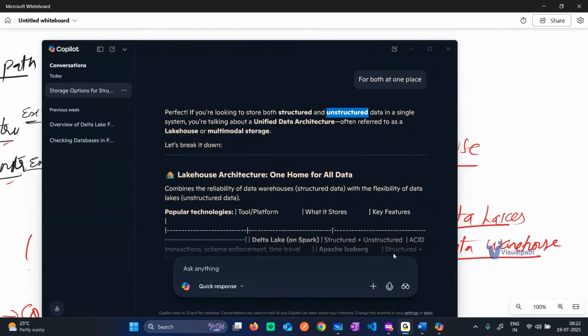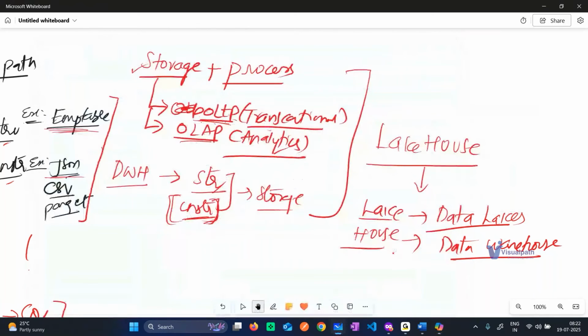So participants, very simple logic is that now I have addressed two major things: data lake to store the data and data warehouse to process data. Now data lakes address what, participants? Both the storages, structured storage and unstructured storage. Structured and unstructured, both the storages have been addressed.